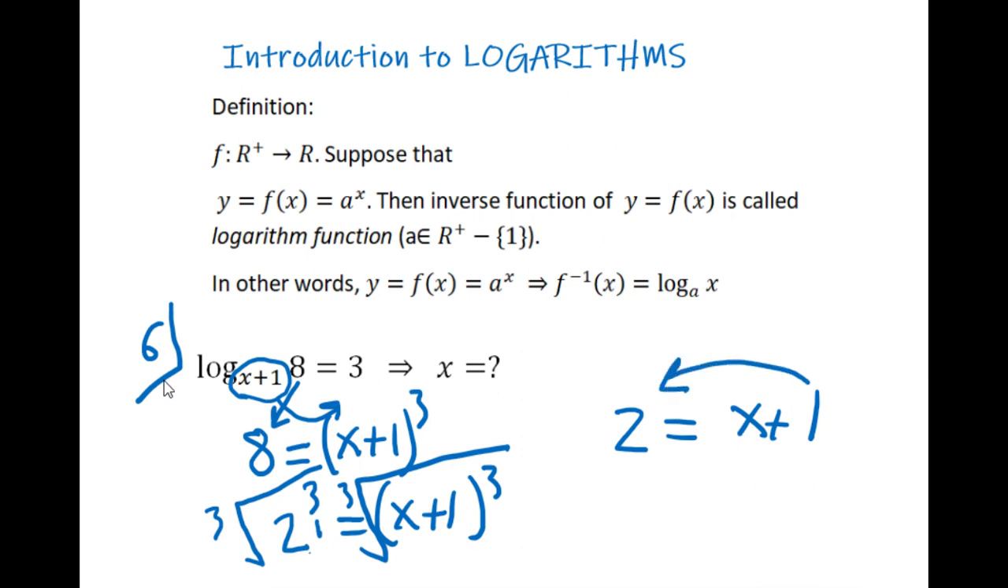Just leave x alone. How? Just send 1 to the other side. On the right here it is positive 1, and now it becomes negative 1. So 2 minus 1 is x. That means 1 is equal to x.